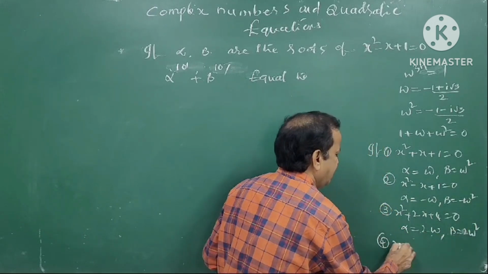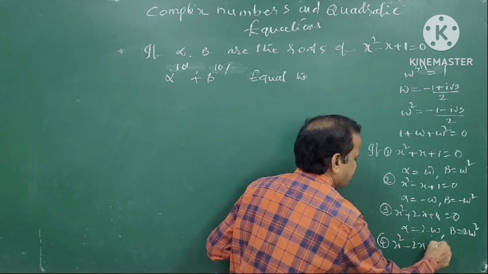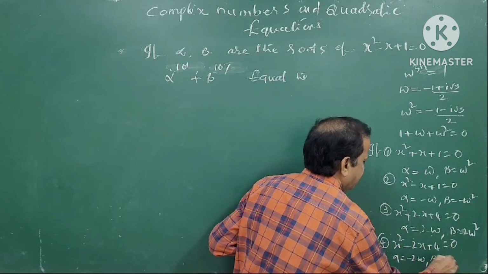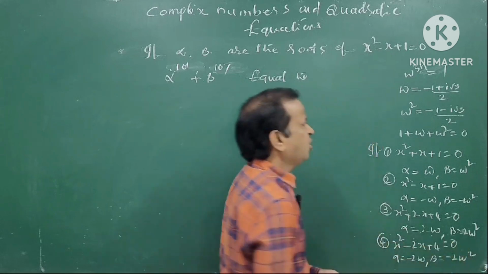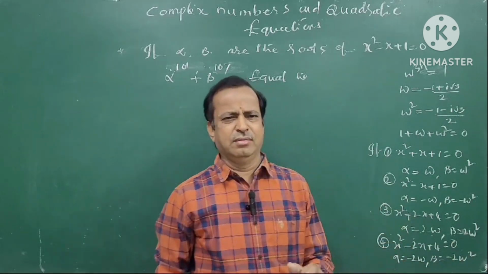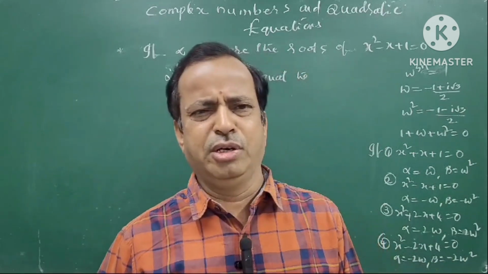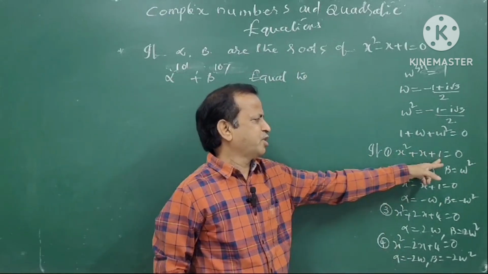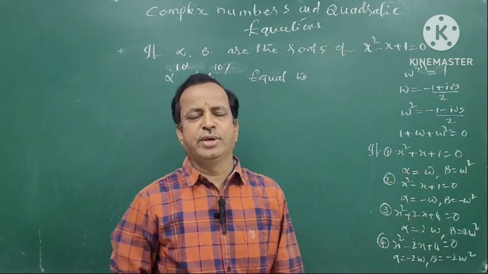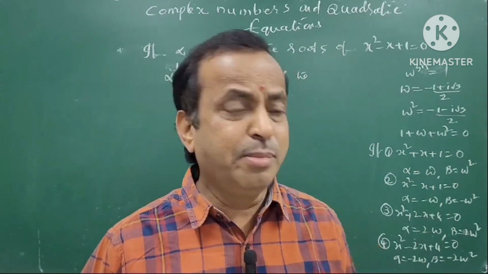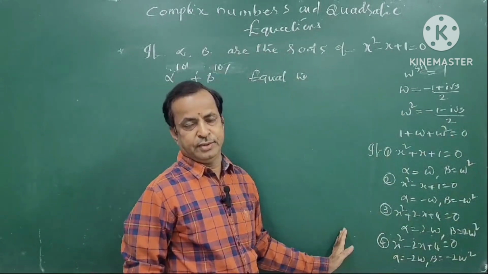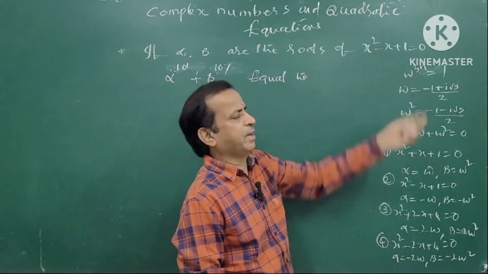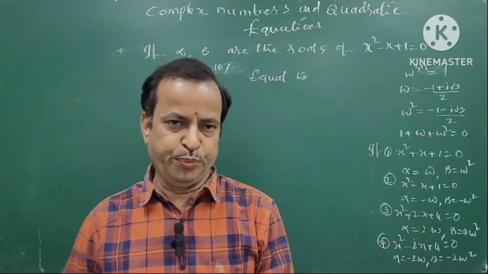And last and least, x square minus 2x plus 4 equal to 0: alpha is minus 2 omega, beta is minus 2 omega square. So in all competitive exams like BITSAT, JEE, whatever it is, if it is asking x square plus x plus 1 equal to 0, immediately you take alpha is omega, beta is omega square. Remember these shortcuts.